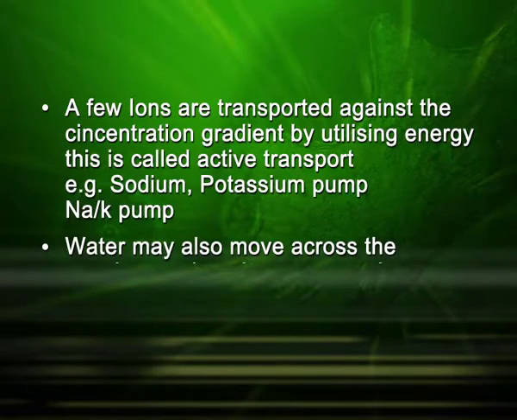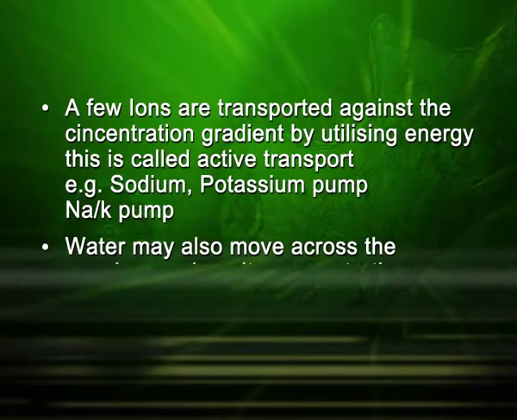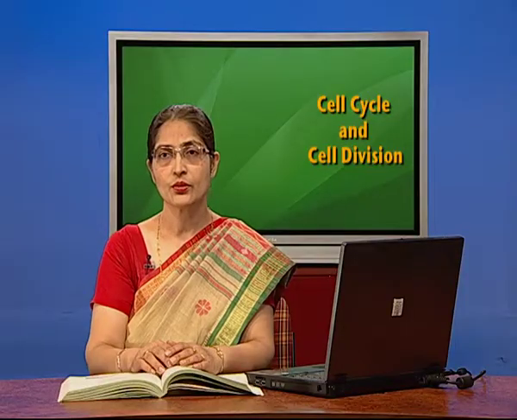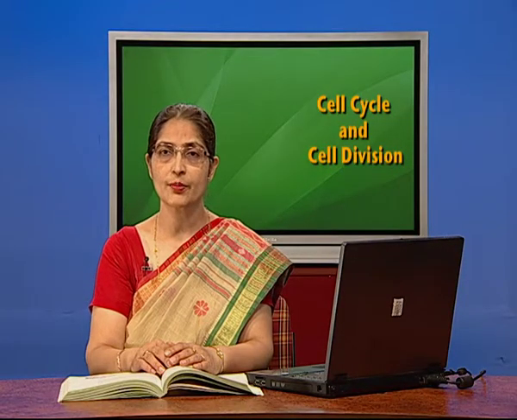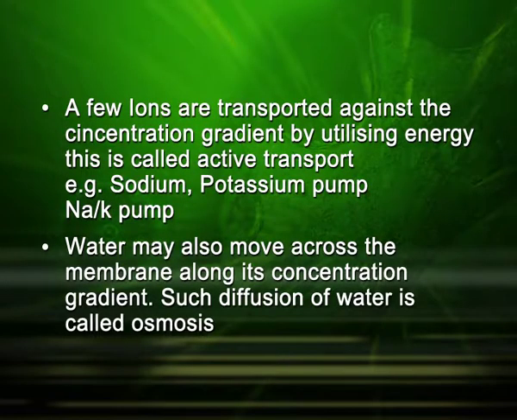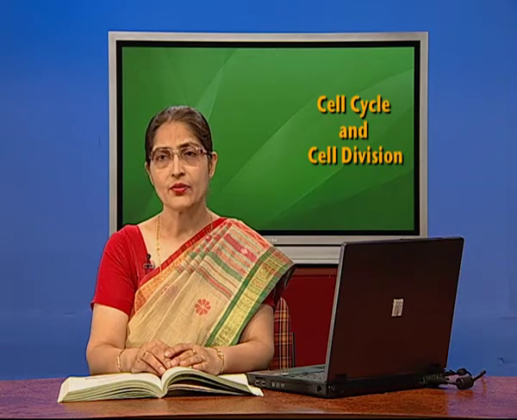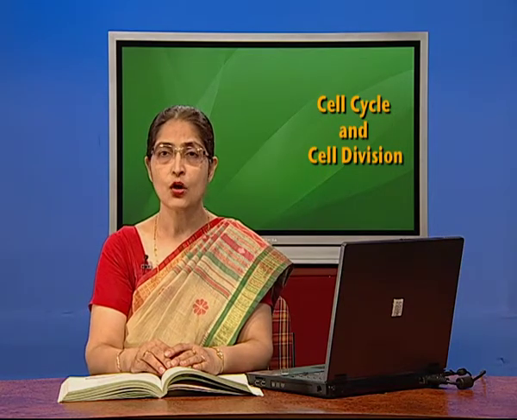Water may also move across the membrane along its concentration gradient. That is, from the region of higher concentration of water to the region of lower concentration of water. Such diffusion of water across a semi-permeable membrane is called osmosis. Polar molecules cannot pass across the non-polar lipid bilayer. Transport of such polar molecules is facilitated by certain carrier proteins present in the membrane. The presence of a wide variety of proteins is the reason why we call this membrane a mosaic. Let's have a closer look at the structure of a plasma membrane.